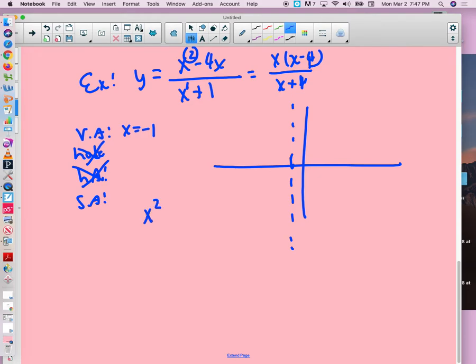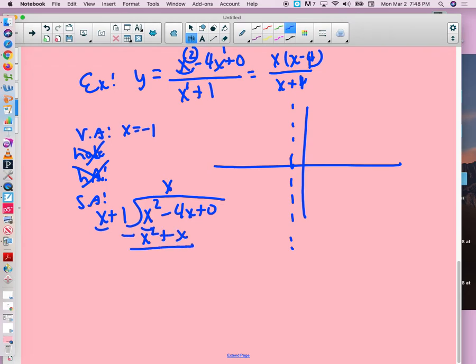So you go x squared minus 4x plus 0 divided by x plus 1. You account for everything that's missing, like I have x to the second, x to the first, but I didn't have a constant, so I put in plus 0. Then I see how many times x goes into x squared, and it goes in x times. Multiply this, gives you x squared plus x, and then subtract. That cancels, and you get negative 5x plus 0.